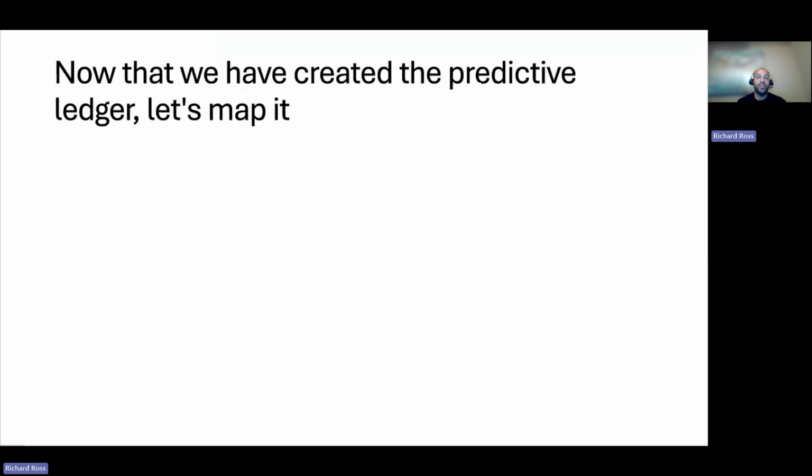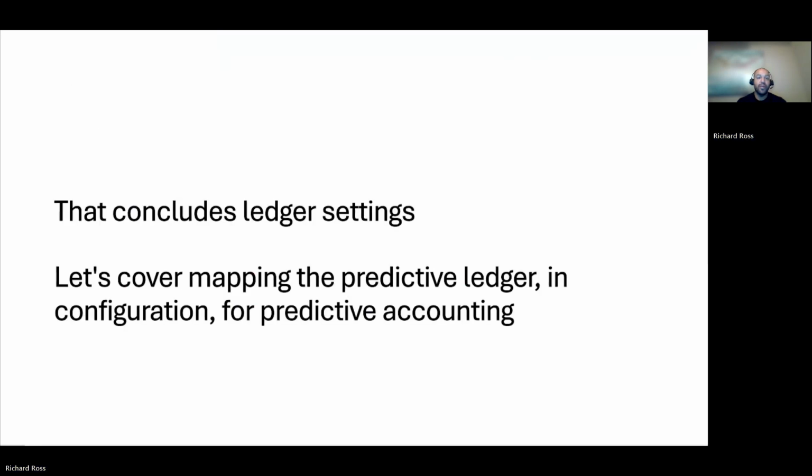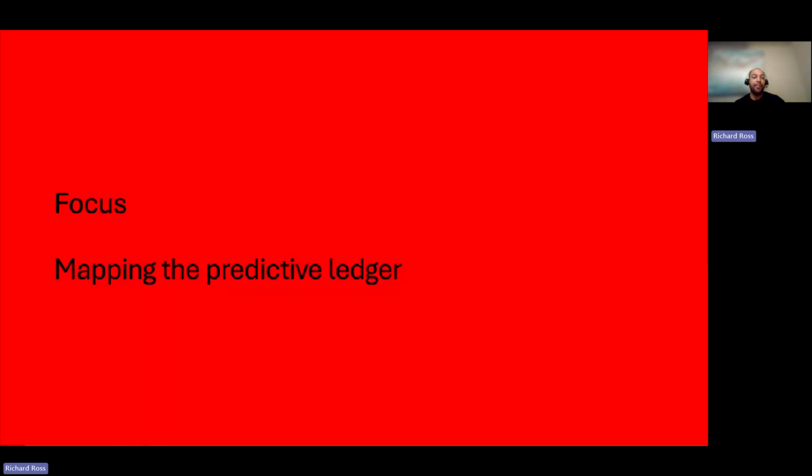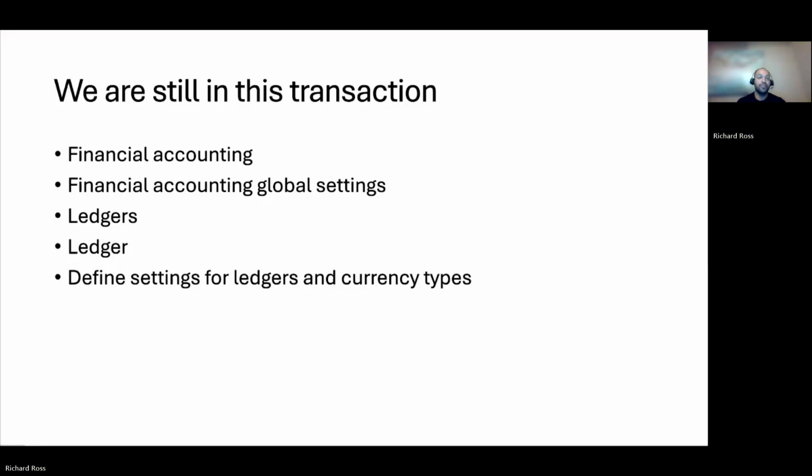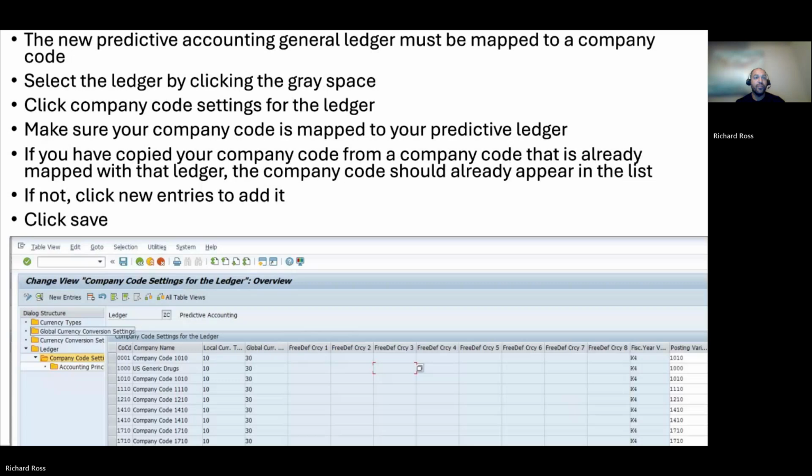Now that we have created the predictive ledger, let's map it. That concludes general ledger settings. Let's cover mapping the predictive ledger in configuration for predictive accounting. Mapping the predictive ledger. We are still in this transaction. Menu path is financial accounting, global settings, ledgers, ledger, define settings for ledgers and currency types.